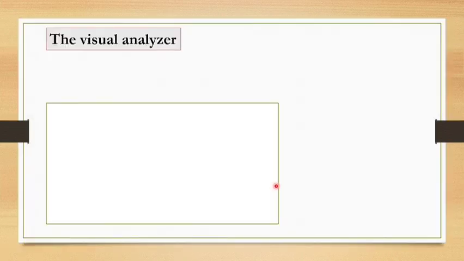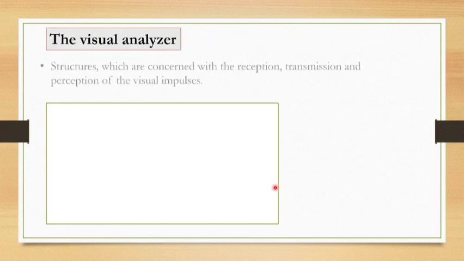In this video, we'll be talking about the visual analyzer. So the visual analyzer is just a combination of the structures which are concerned with reception, transmission, and perception of the visual impulses.